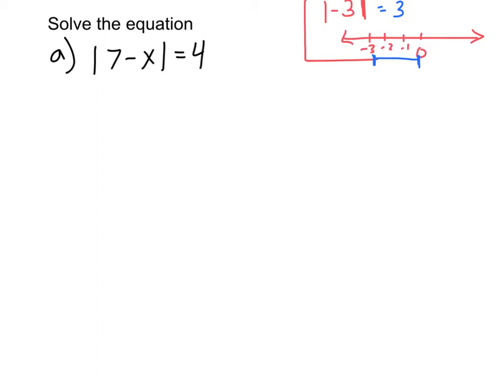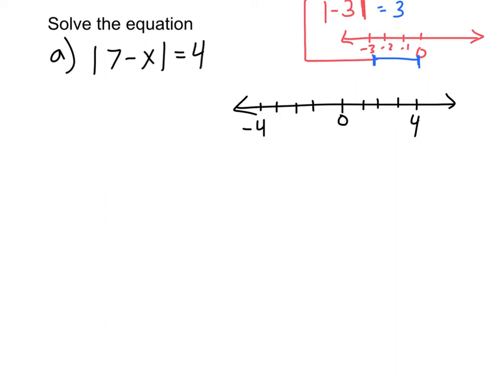Starting here, I can draw this on a number line. We have 0, 1, 2, 3, 4, and -4 as well. So there's this distance, the absolute value of 7 minus x. Okay, the distance that this is from 0 is 4. Just like how here the distance that -3 is from 0 is 3, the distance that this 7 minus x is from 0 is 4.